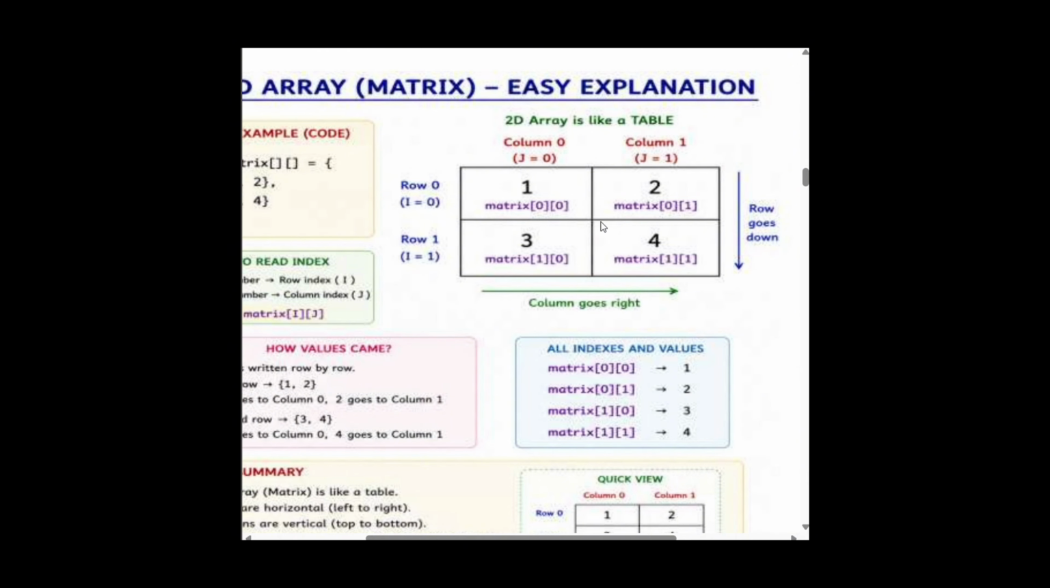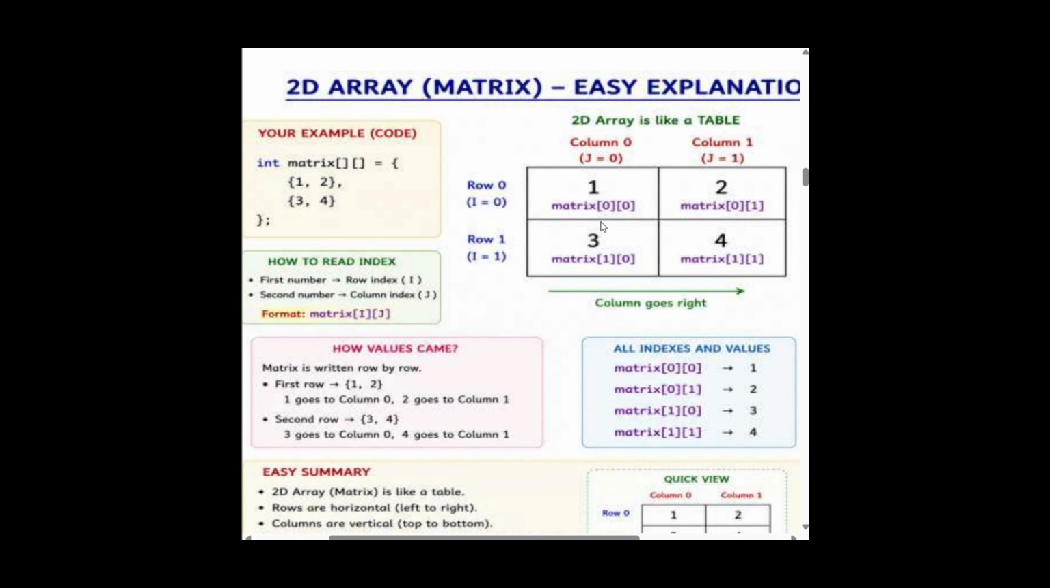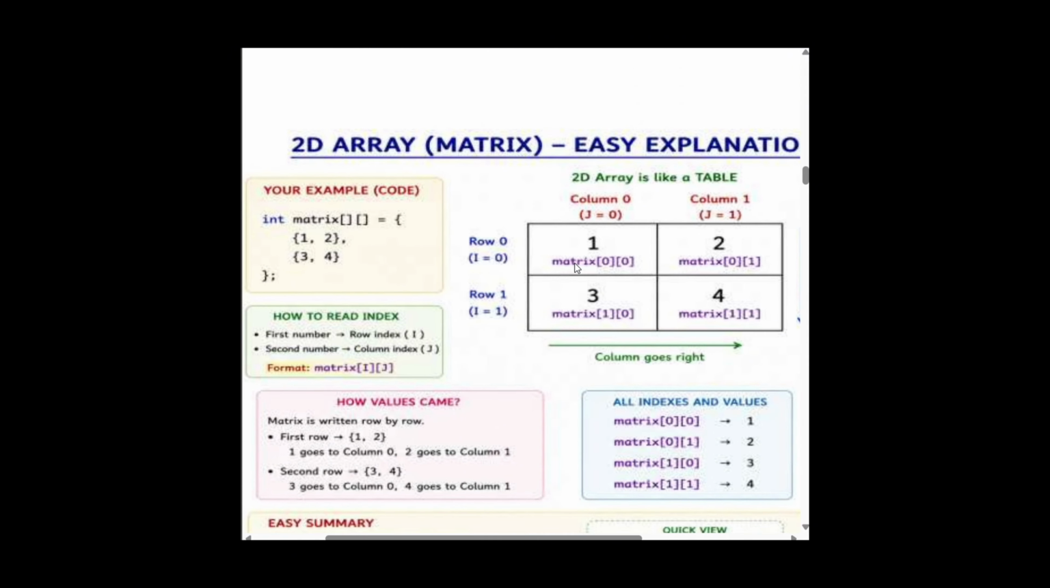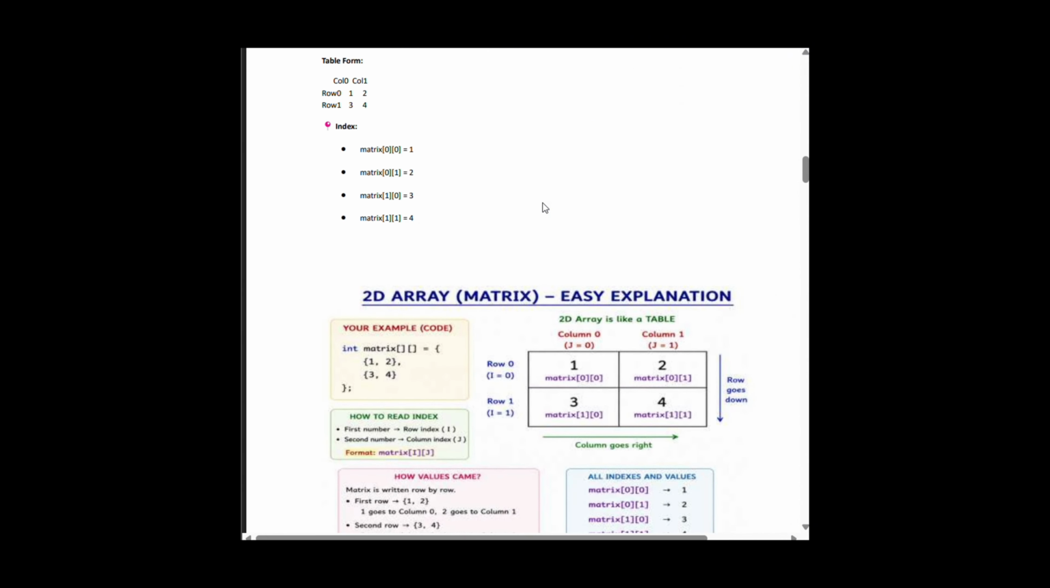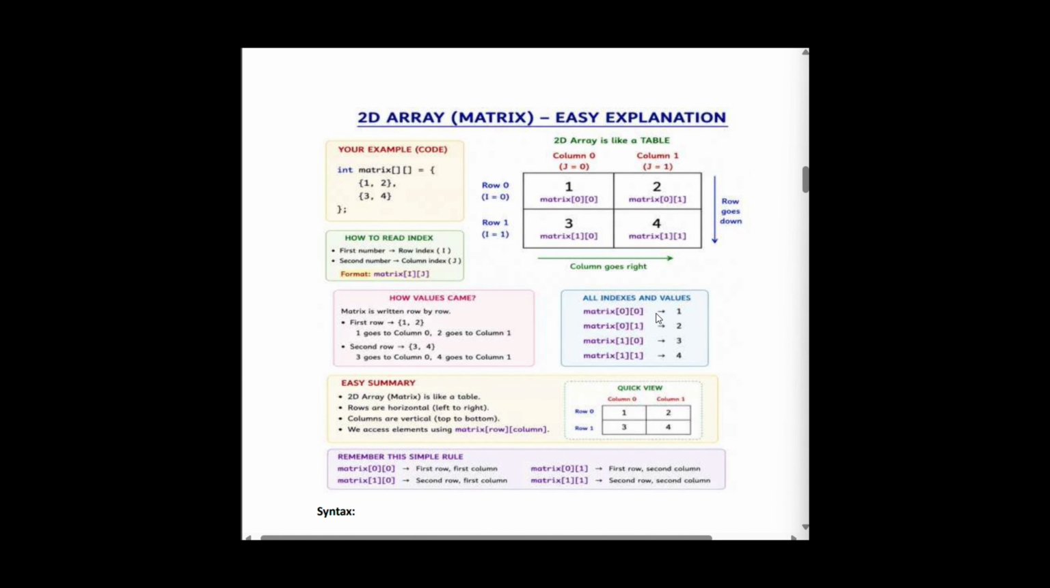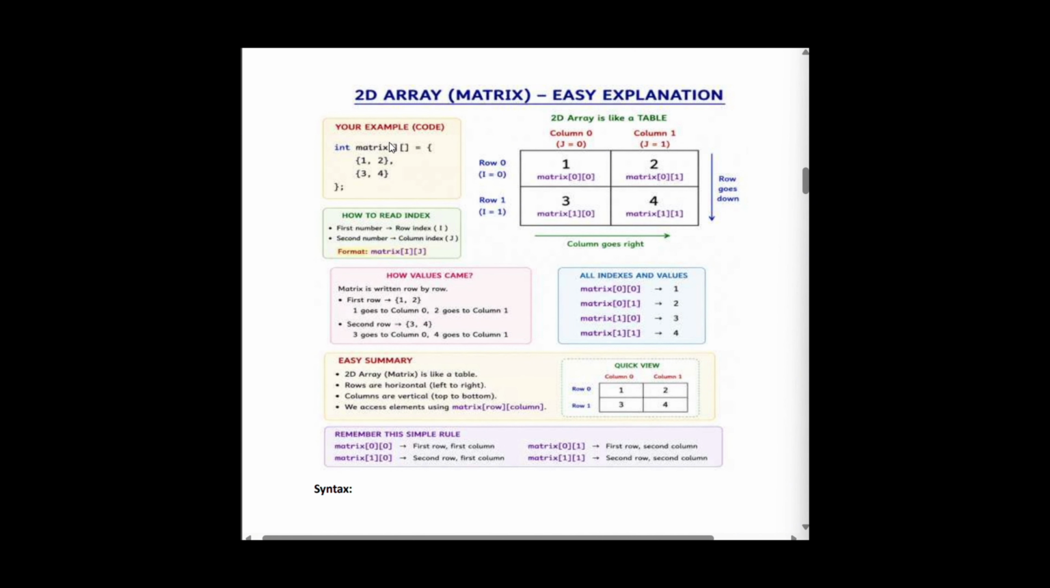Now comes the most important part, how indexes work. In a matrix we use the first square bracket for the row and the second square bracket for the column. Now let's understand the program: int matrix[][].